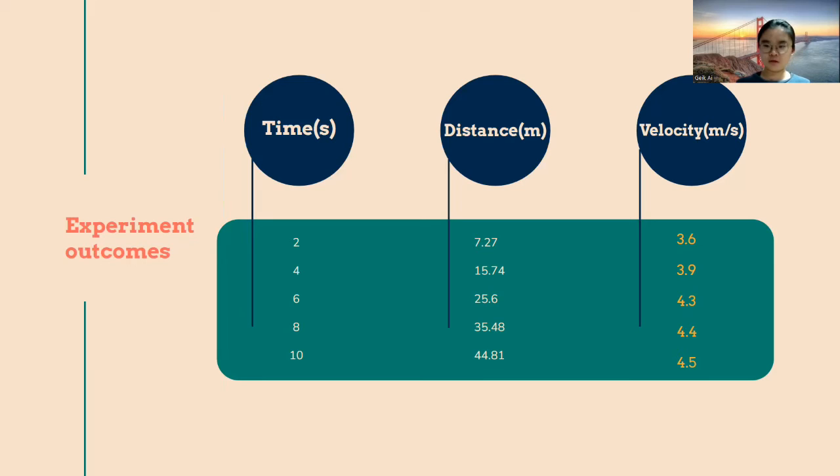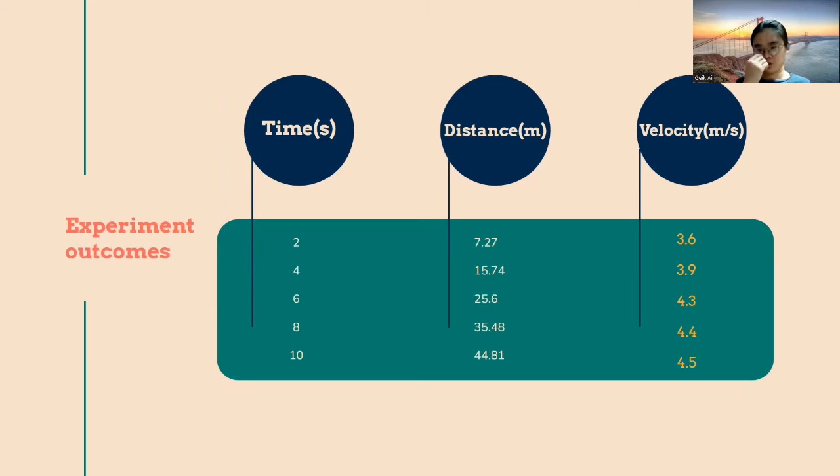And for 2 seconds, the distance I am able to cover is 7.27 meter. While the time taken is 4 seconds, the distance I can cover is 15.74 meter. While the time is 6 seconds, the distance I'm able to cover is 25.6 meter. While the time taken is 8 seconds, the distance I'm able to cover is 35.48 meter. And finally, the last one, 10 seconds. I'm able to cover 44.81 meters in 10 seconds.